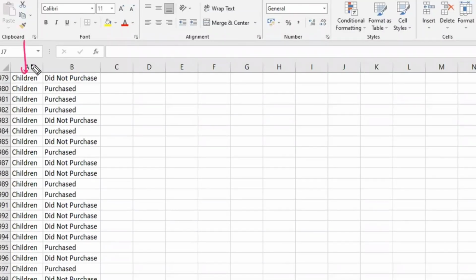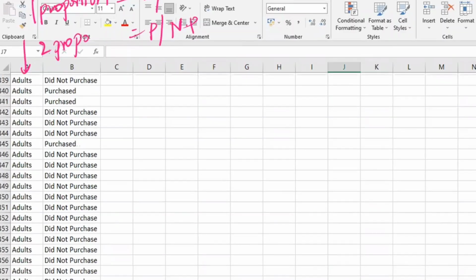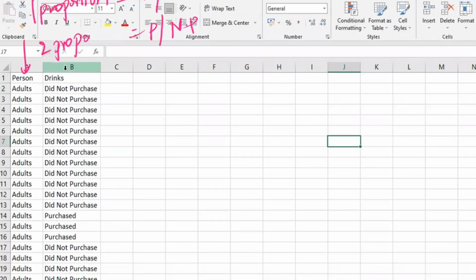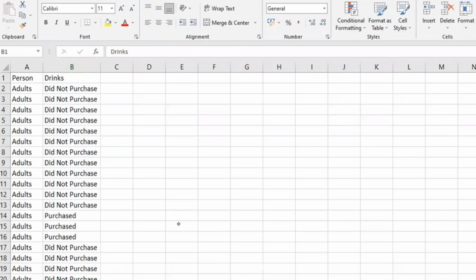Children with purchase and children with no purchase. First proportion, this is the first column. What is the first proportion? Proportion number 1 is adult versus child. Second proportion, what is the second proportion? Purchase versus non-purchase. So now you have 2 proportions, so you have to apply the 2 proportion test for this. The first proportion is adult versus child. The second proportion is whether purchased or not purchased. Person and whether they have purchased or not. So you have 2 columns, and now you have to apply the 2 proportion test.